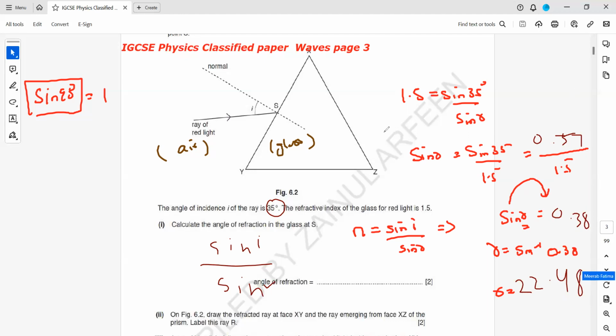What is the next number after that? 38. 33. Maybe the values. Okay. So we'll take it as 22. So this is the angle of the refraction, 22.33, or you can say 22 if you round off. So this gives us the angle of the refraction.